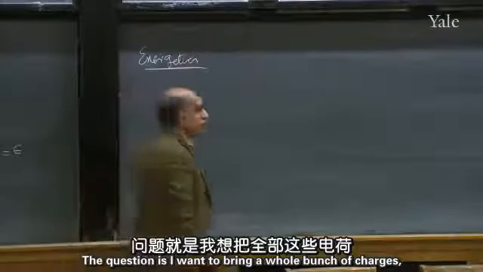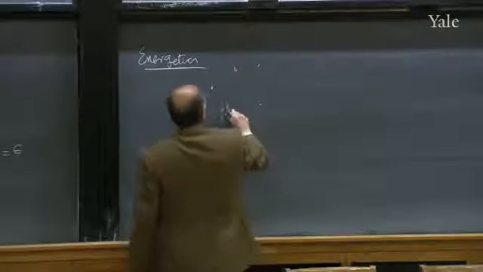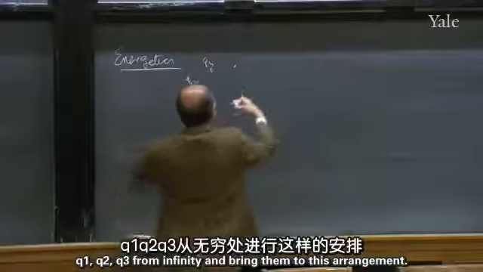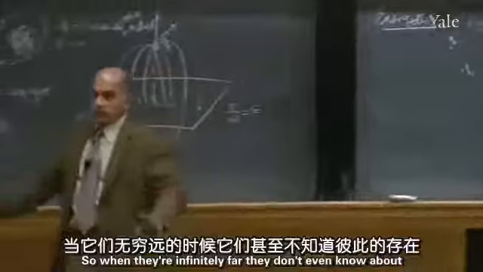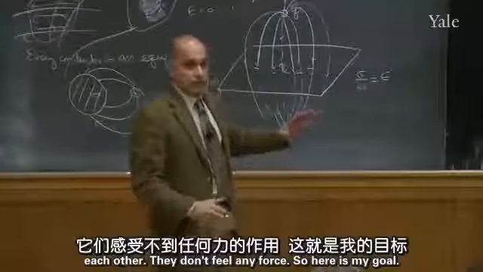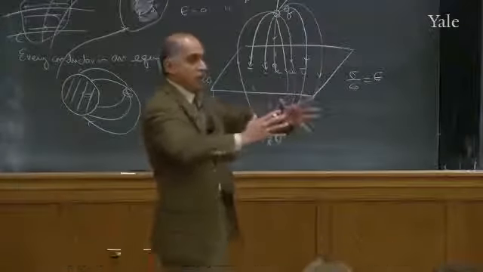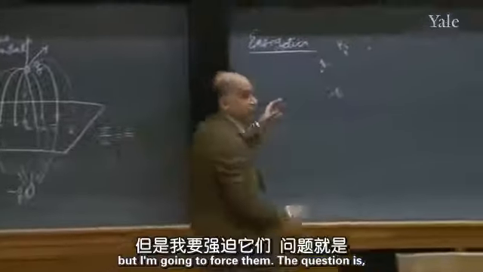The question is, I want to bring a whole bunch of charges, Q1, Q2, Q3, from infinity and bring them to this arrangement. So when they're infinitely far, they don't even know about each other. They don't feel any force. So here is my goal. I've got to do some work, bring everybody together. They may all be positive. They may not want to be in the same region, but I'm going to force them. The question is, what work do I have to do?